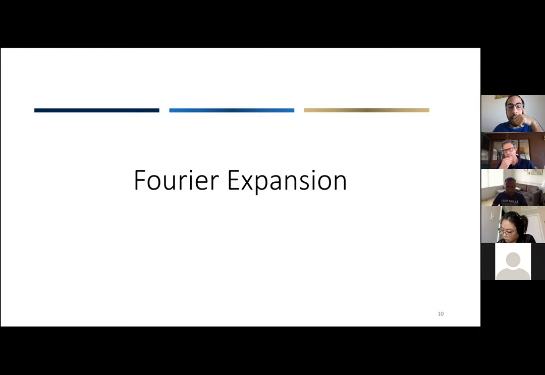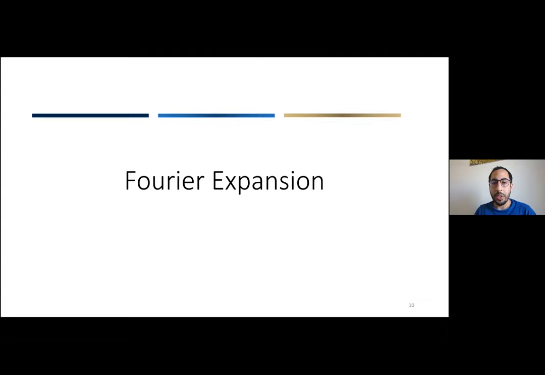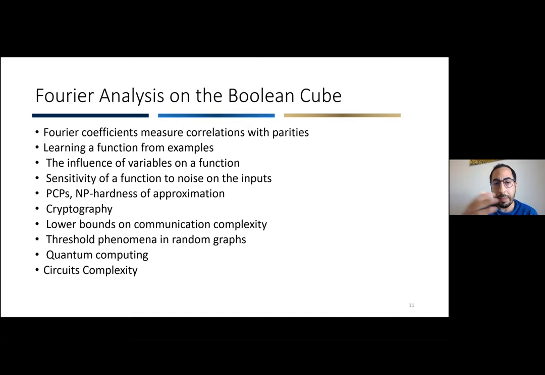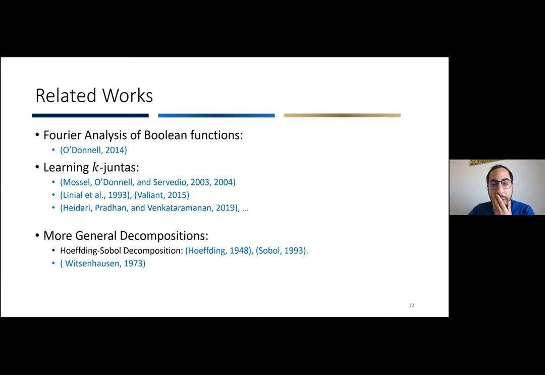Okay, for that, I need to talk about the Fourier expansion. This is a little bit different from the standard Fourier expansion where functions are decomposed in terms of cosine and sine functions. This is the Fourier expansion developed for Boolean functions. And it's a well-known result. It has many applications in noise sensitivity of functions, cryptography, quantum computing, and other areas. You may be aware of this. So, for the sake of the presentation, I'm going to go over this framework.